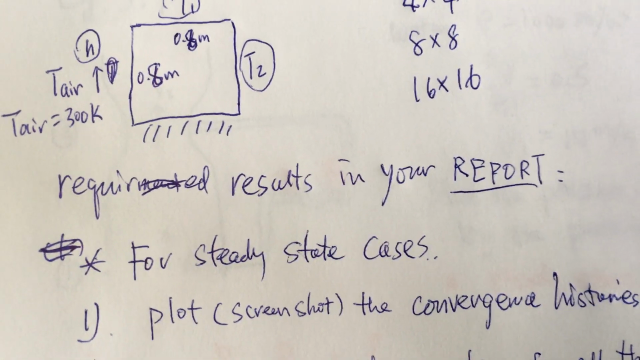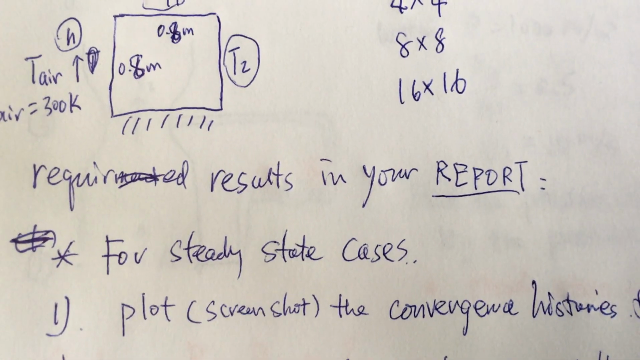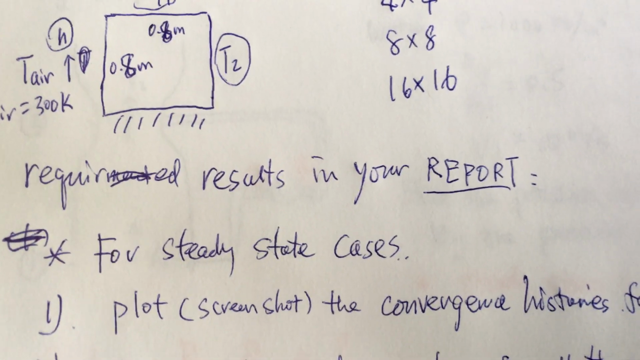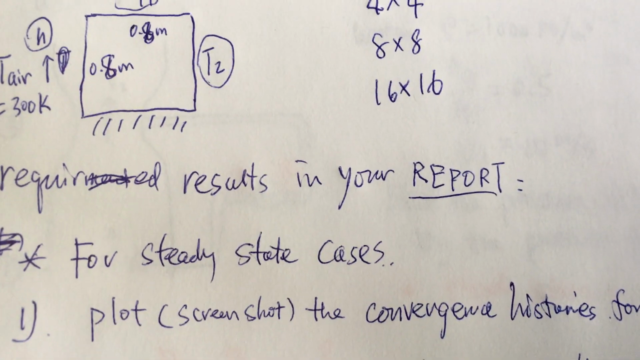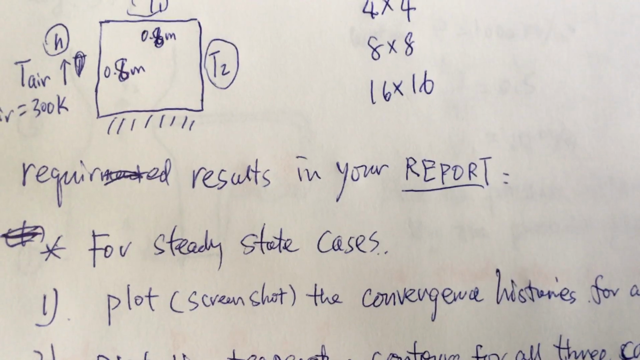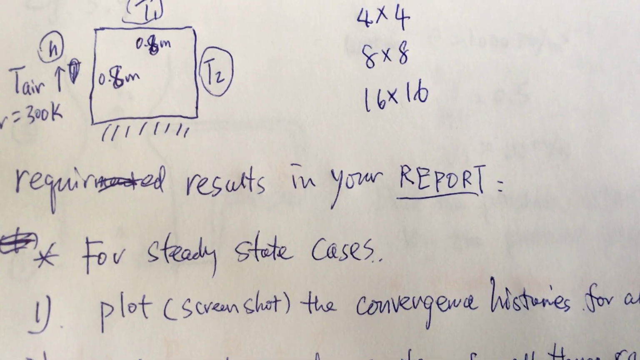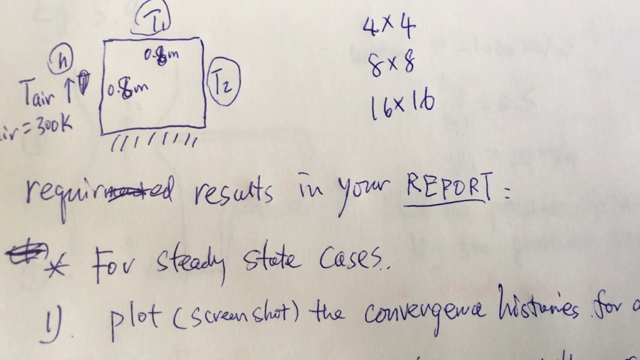So it takes several iterations for the result to reach convergence. That's what Fluent does. So on the screen you have a convergence history. Please screenshot it and put it in your report to prove to me that your steady state result reached convergence. Okay.